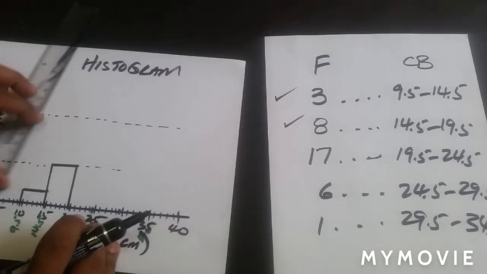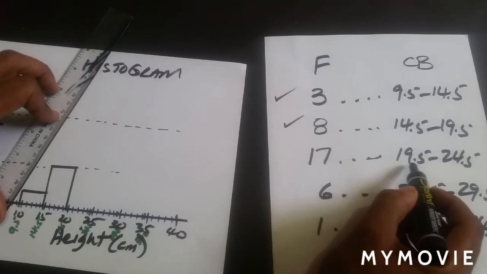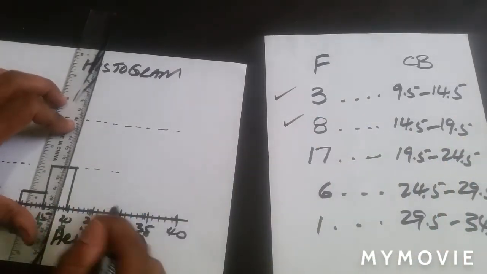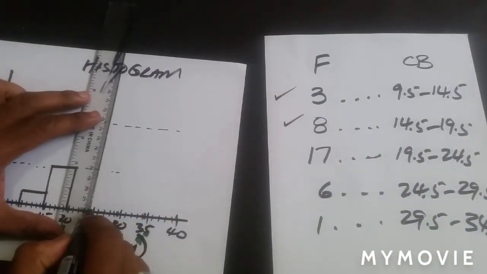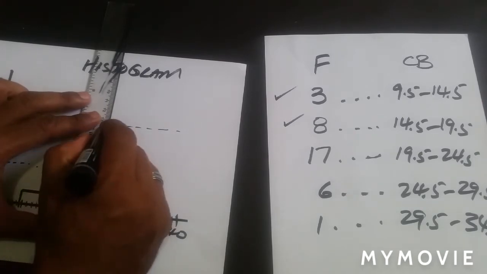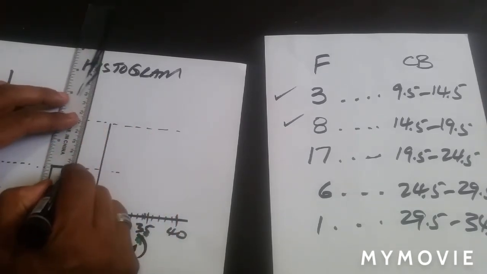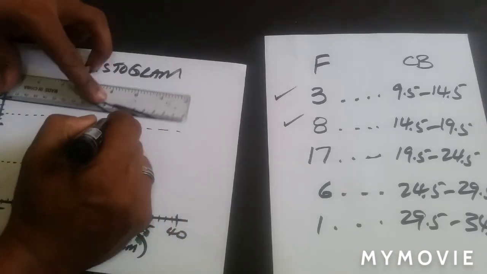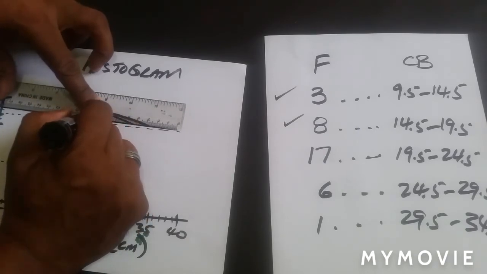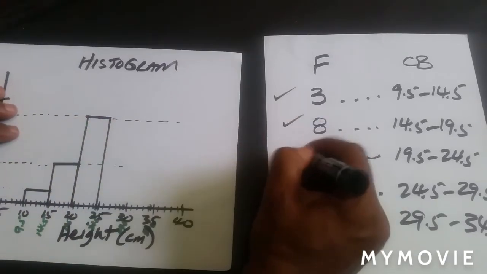And of course, that is 19.5 to 24.5. So I'm just going to take this up. All right, just like that. Just like that. Come across. Just like that. So this one is completed.